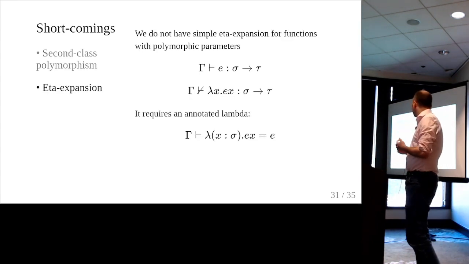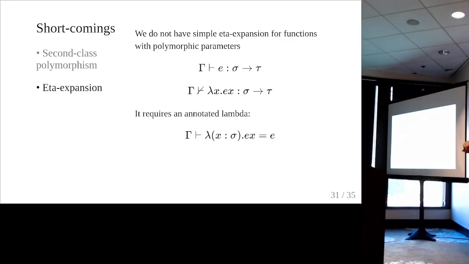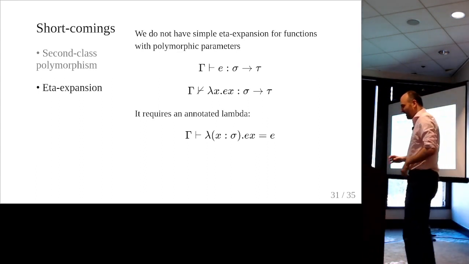We don't have simple eta expansion for functions with polymorphic parameters. So if you have a function with polymorphic parameters and you write the naive eta expansion, it just doesn't type check because it's a function with a polymorphic parameter that has no annotation, so that's not allowed. You have to annotate the lambda. This bothers some people. I kind of think it's fine. Eta expansion is a typed operation anyway. It's supposed to be typed. You're supposed to do this.